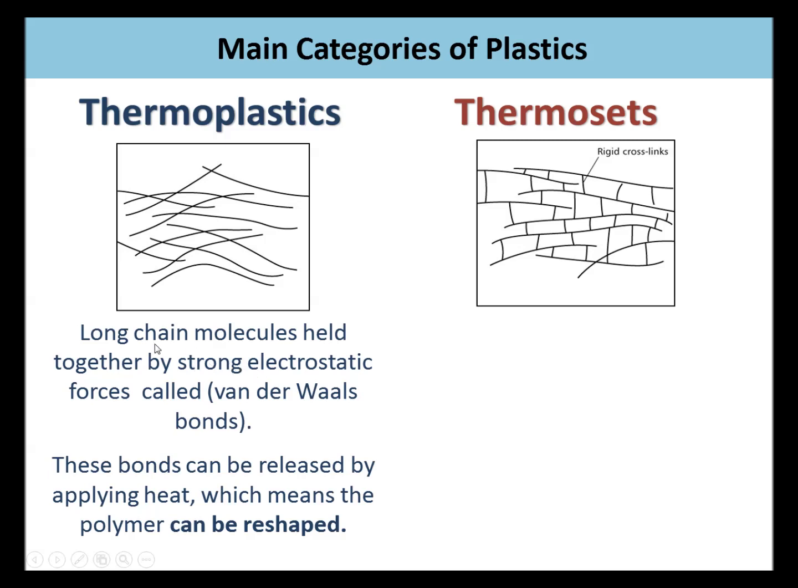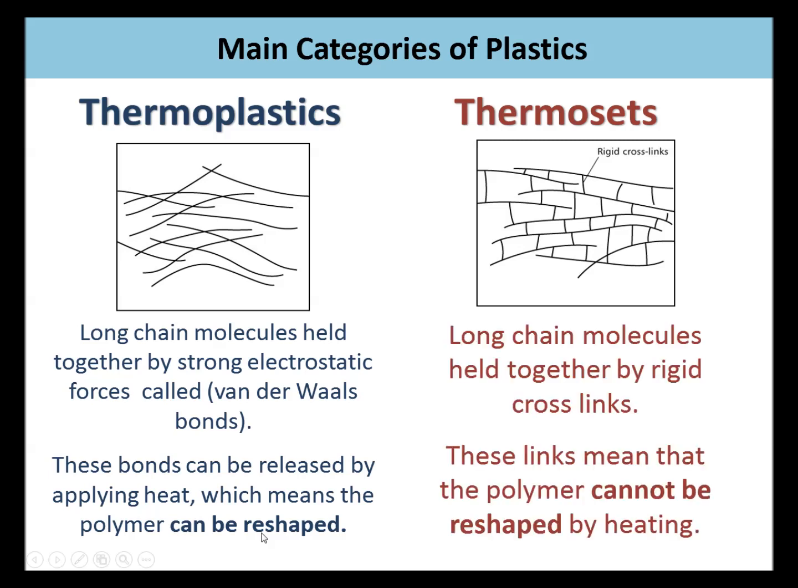So in thermoplastics the long chain molecules are held together by forces, but these bonds can be released by applying heat, which means they can be reshaped. In thermosets, the long chain molecules are held together by rigid crosslinks, which means that the polymers cannot be reshaped by heating. Thermoplastics and thermosets.